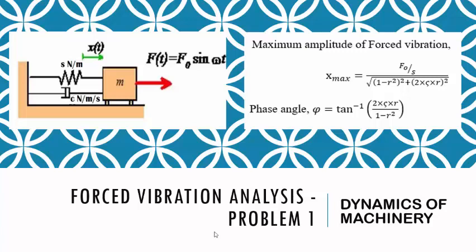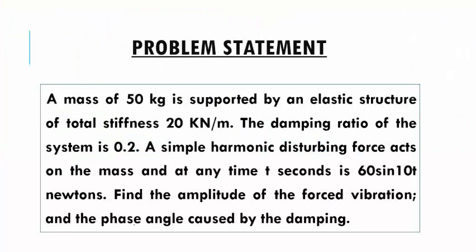So here is a problem we are going to discuss for calculating the amplitude of forced vibration and phase angle. This is the problem statement. A mass of 50 kg is supported by an elastic structure of total stiffness 20 kN per meter. The damping ratio of the system is 0.2. A simple harmonic disturbing force acts on the mass and at any time t seconds is 60 sin 10t newtons. Find the amplitude of the forced vibration and the phase angle caused by the damping.